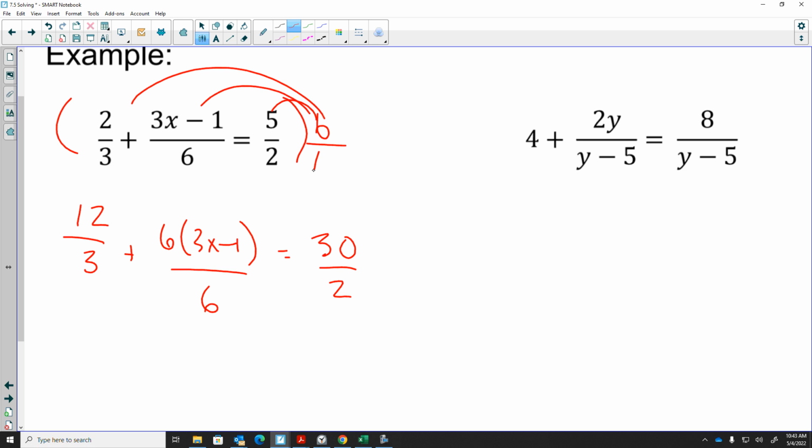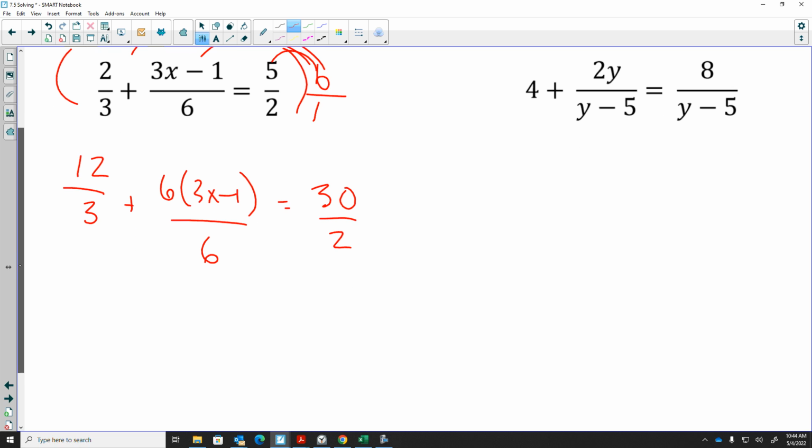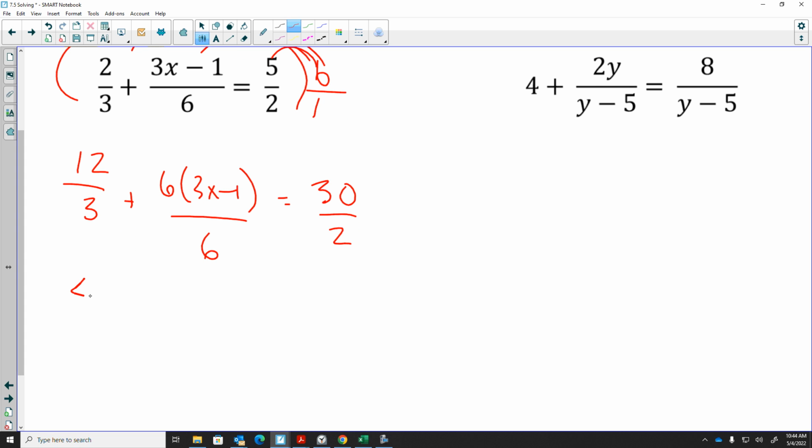Yeah, so guys, here's what happens. Stuff's going to look pretty nice here. What's 12 over 3? What happens here? 6 cancels. We're canceling. Cancel everything, okay?